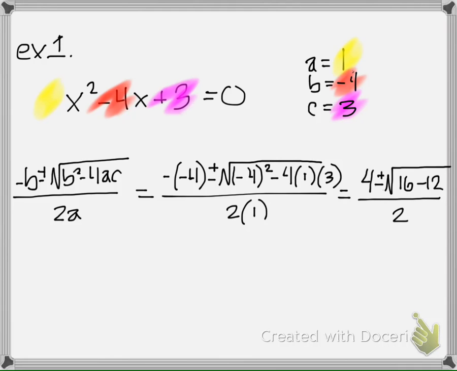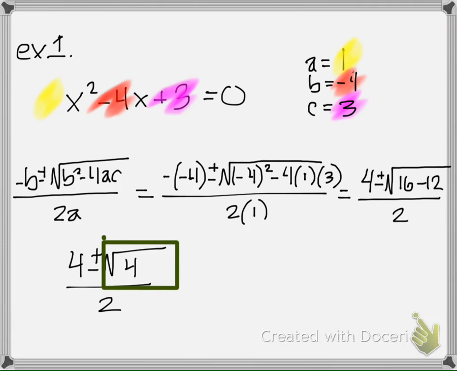Okay, we're not quite done yet. I'm going to continue down here at the bottom. We have 4 plus or minus the square root of, well, 16 minus 12 is 4. All of that's over 2. At this point, everything underneath this square root symbol is already simplified. So we can go ahead and split the equation now that it is simplified.